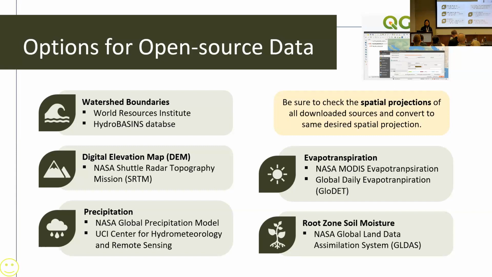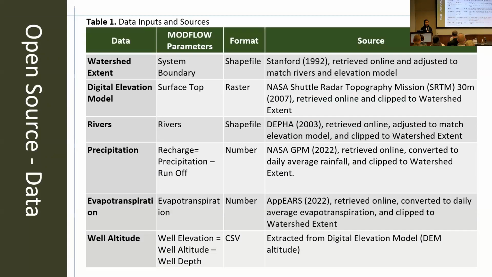There's also NASA data for the digital elevation, and precipitation also from NASA, and evapotranspiration also from NASA, and the root zone soil moisture also from NASA. So these are the options that one can use. And if your data needs a little bit more tweaking, you can use QGIS, which is free open source software for remote sensing data analysis and exploration. This is specifically for this project, how we use the data to be transferred to our model.